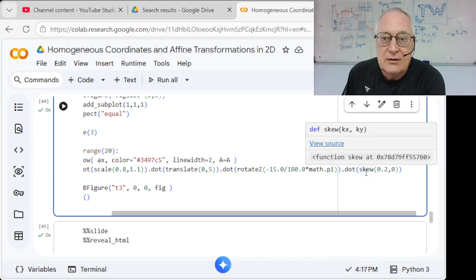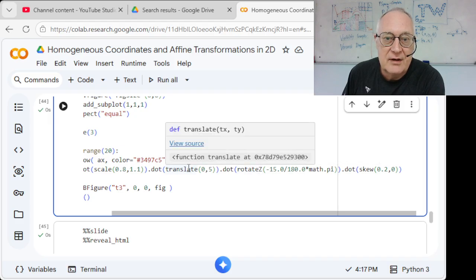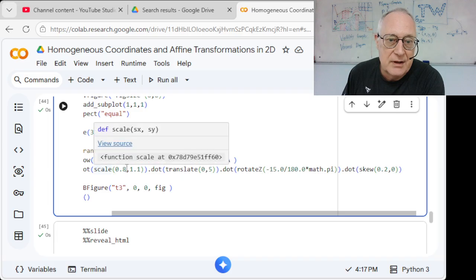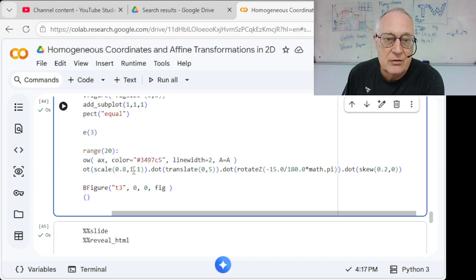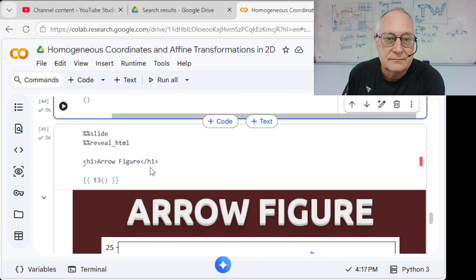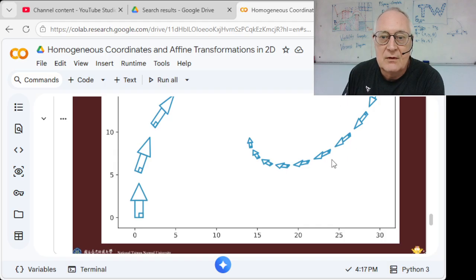first skew the arrow, then I rotate it by negative 15 degrees, then I translate it by 5 units in the y direction, and then I scale it by 0.8 in the x direction and elongate it by 1.1, make it larger by 1.1 in the y direction. That gives me a new figure then.